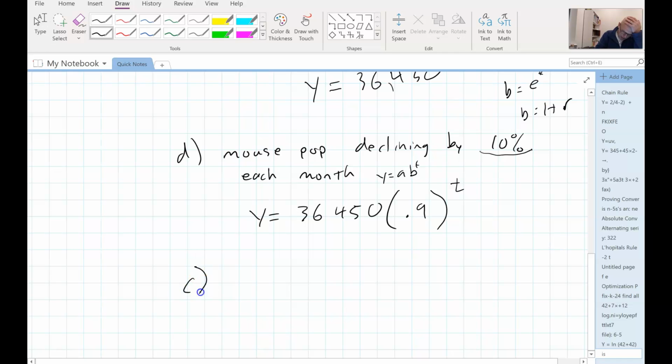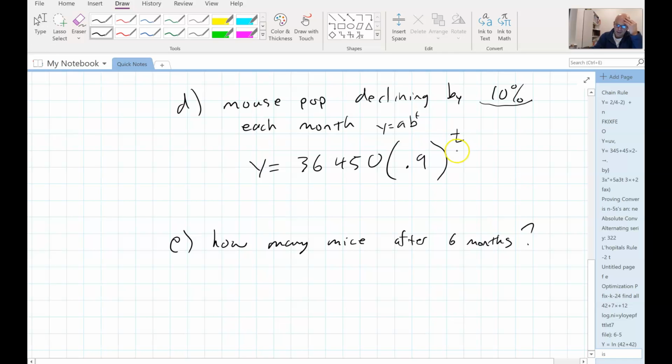And let's say that we wanted to know, okay, now how many mice after 6 months. So once again, this is still measured in months because they said each month, right? So then we get y equals 36,450 times 0.9 to the 6th power.